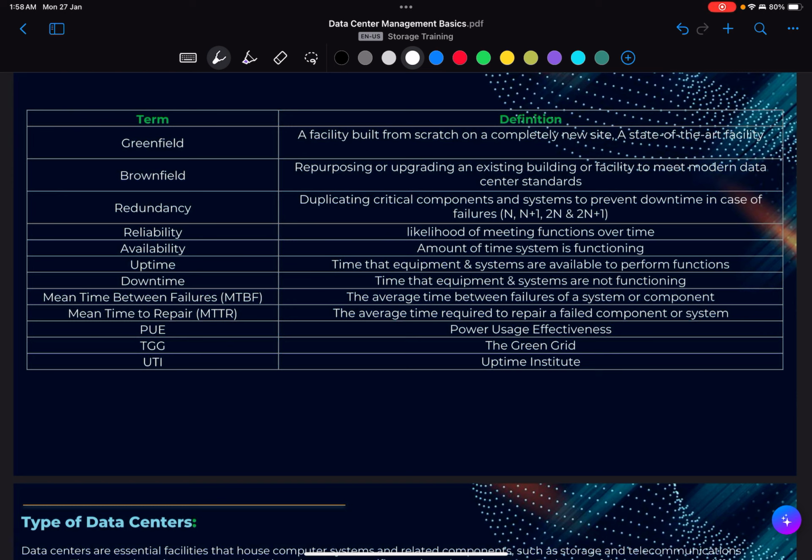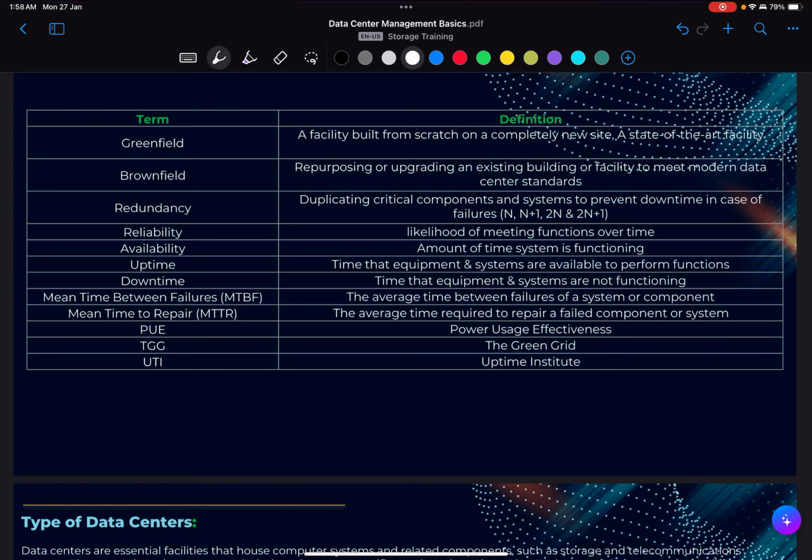These are some of the terms of the data center which we should be aware of. Just like here you can see greenfield. It is a facility built from scratch on a completely new site, and it is a state of the art facility where you will have everything perfect. You will have all kinds of latest design and everything, and you will deploy. And brownfield is where there is an old data center and we are repurposing or upgrading an existing building or facility to meet modern data center standards.